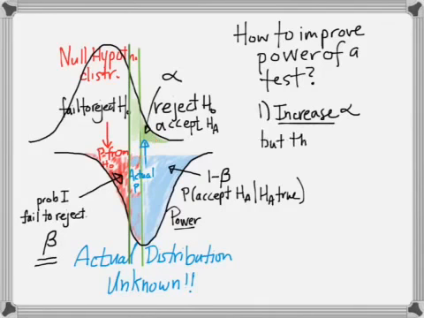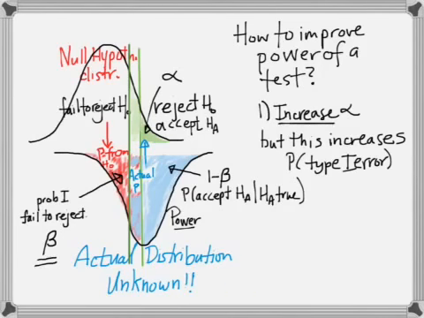Of course, the trade-off here is if you're increasing alpha, alpha was the probability of type 1 error. So if you want to increase your power and decrease beta, to reduce the chance of a type 2 error, which is the same thing as improving the power of the test, you have to increase your chance of a type 1 error. So there's a trade-off. And of course it would go the other way.